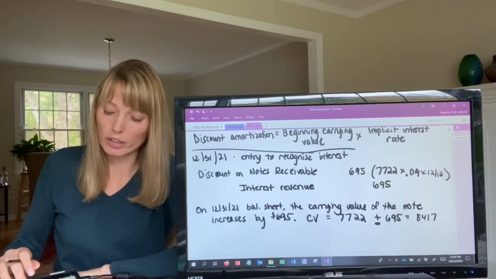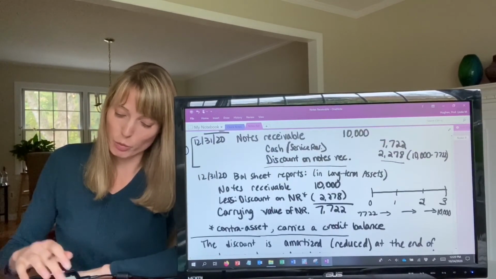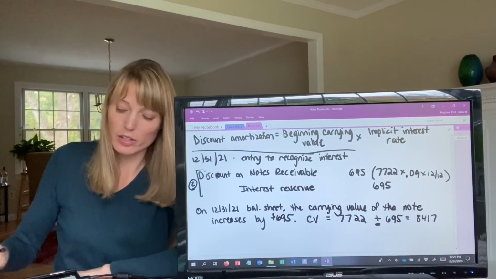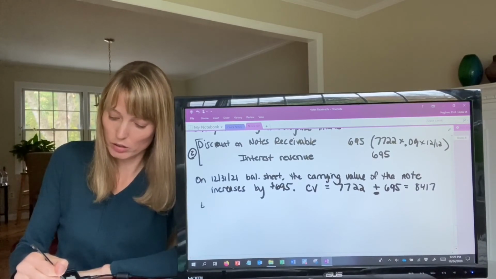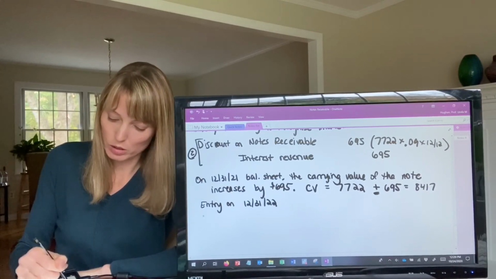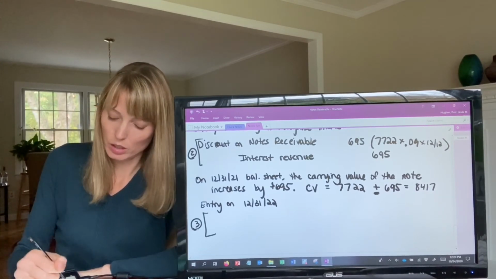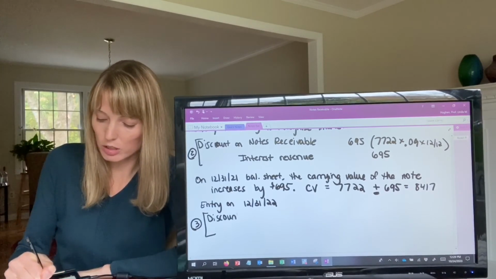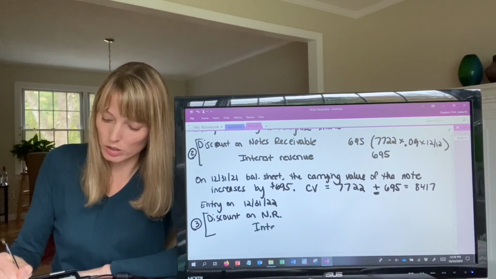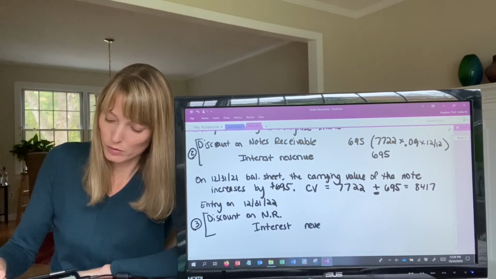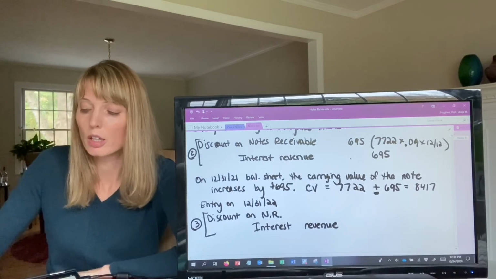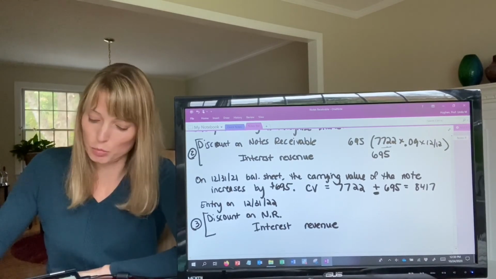And so when we do our next journal entry, we had journal entry 1 up here, we have entry 2 here. The next entry is at the next year, on 12/31/22. This is going to be entry 3. Again, we have a debit to decrease the discount, a credit to record or increase the interest revenue. And the amount is not going to remain $695. It'll change each period because the beginning carrying value of the note changes each period.